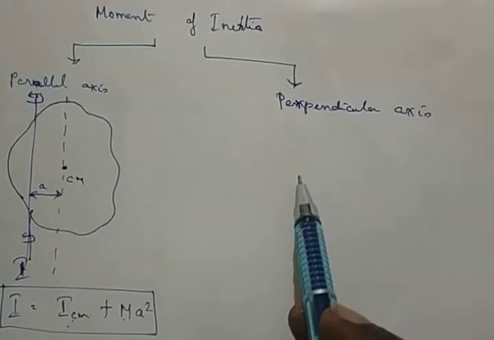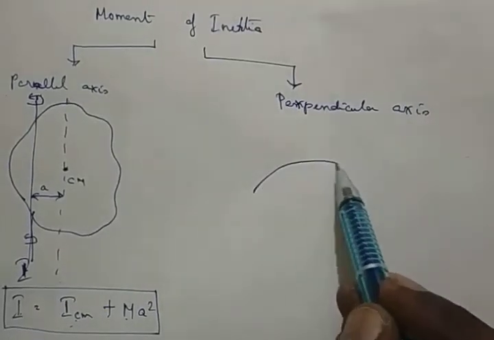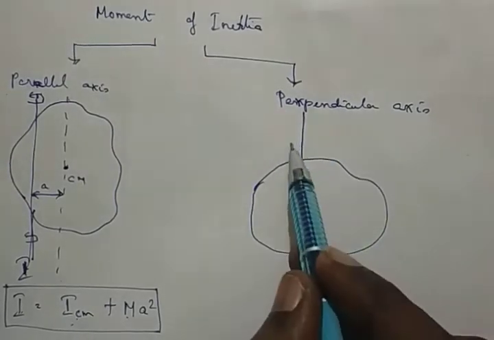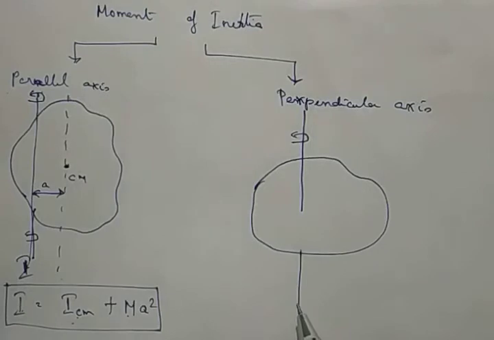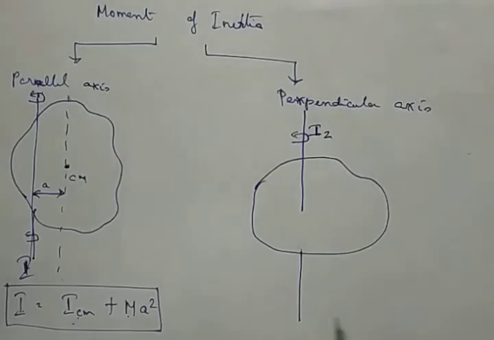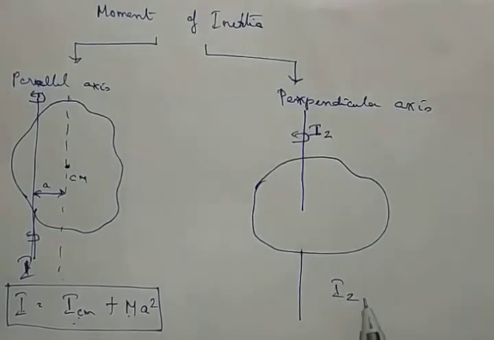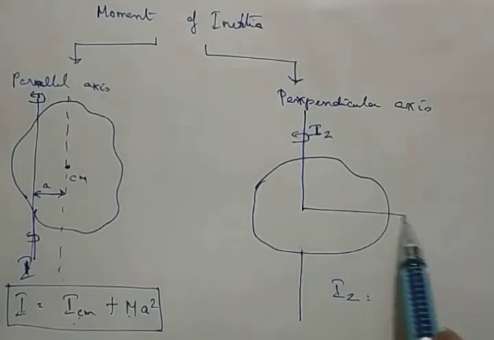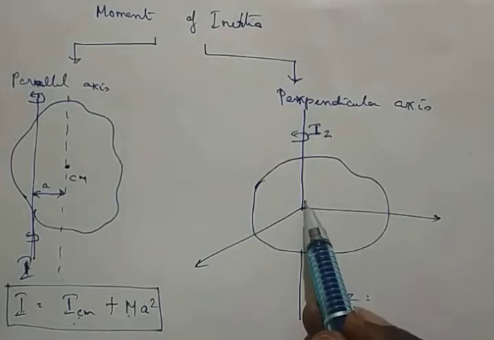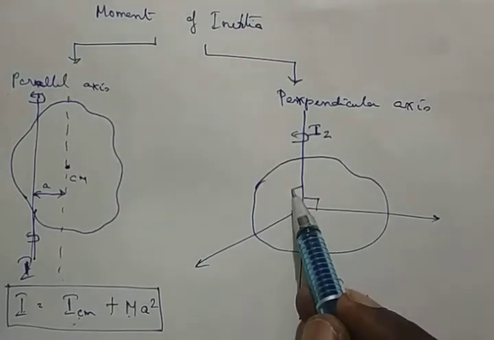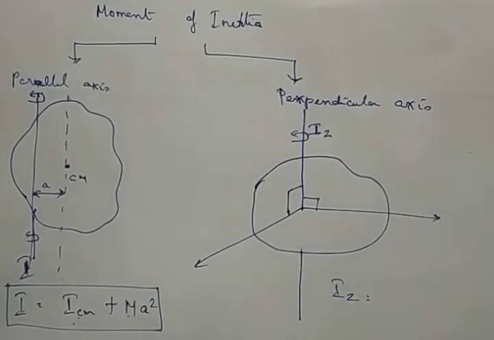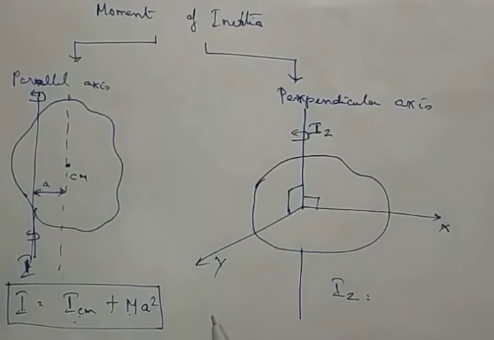Now what is the perpendicular axis theorem? Suppose there is a body like this and it has a perpendicular axis like this, and it revolves. When it revolves like this, if this perpendicular axis is going to be Iz, you know what this Iz is. Now you can make an axis like this, and you can make an axis like this also. So this is X and this is Y.